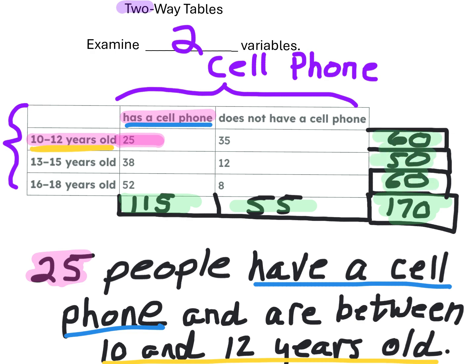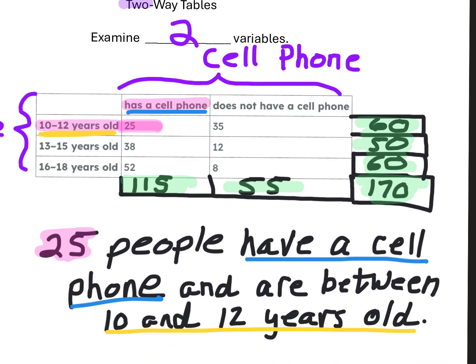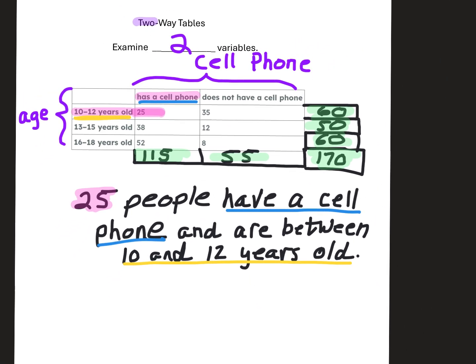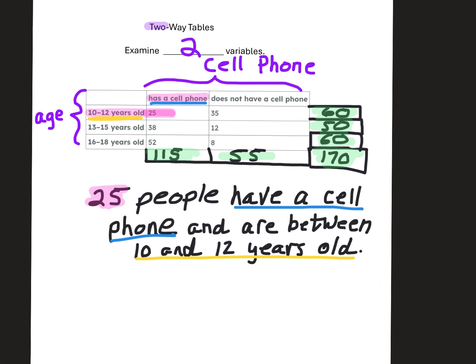add up to 170. So either way, whether you add across or whether you add your horizontal or your vertical rows together, you can get your total number of people represented in your table.